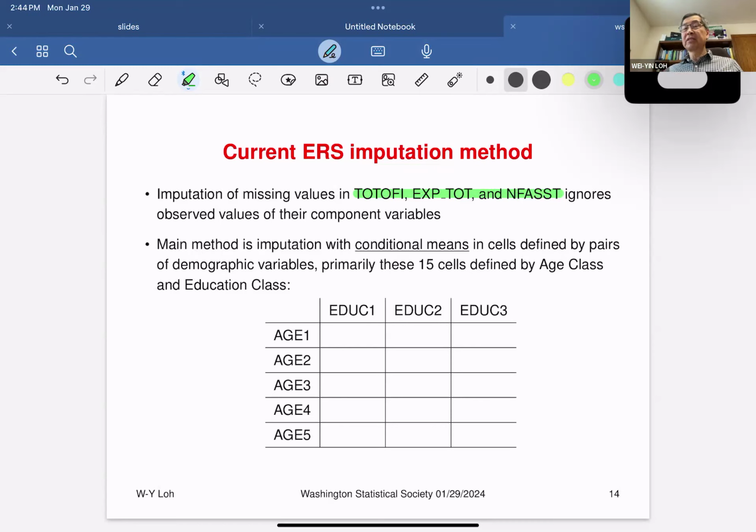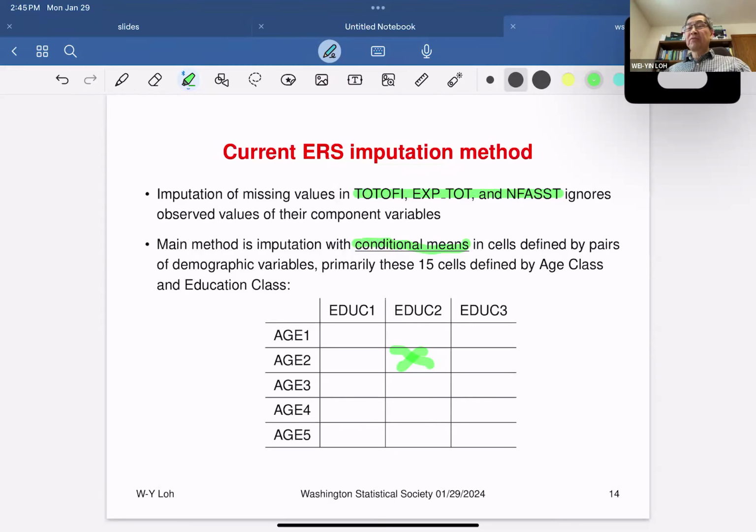And if you find that that person belongs to this class, then you will impute the missing value of that total with the mean of the totals for all the people in the data for which you have that observation, right? So this is called conditional means. The condition is the class, you just replace with the mean, okay?